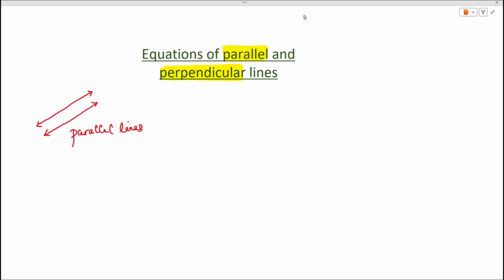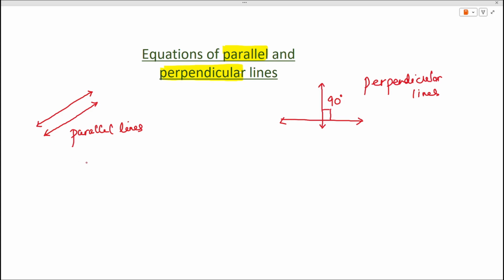And perpendicular lines are those lines which intersect one another at an angle of 90 degrees. So these two lines are perpendicular lines. They intersect one another, making an angle of 90 degrees. So these are perpendicular lines.